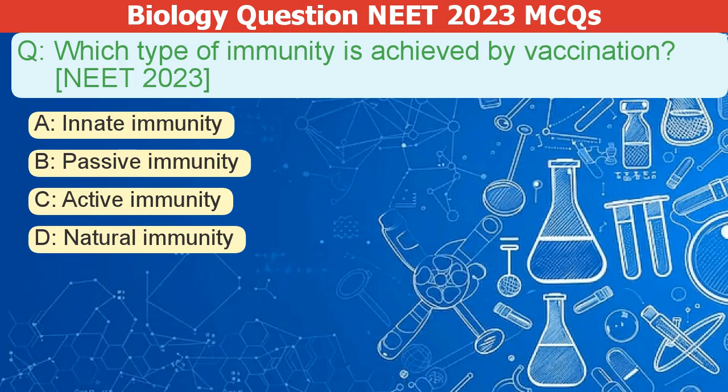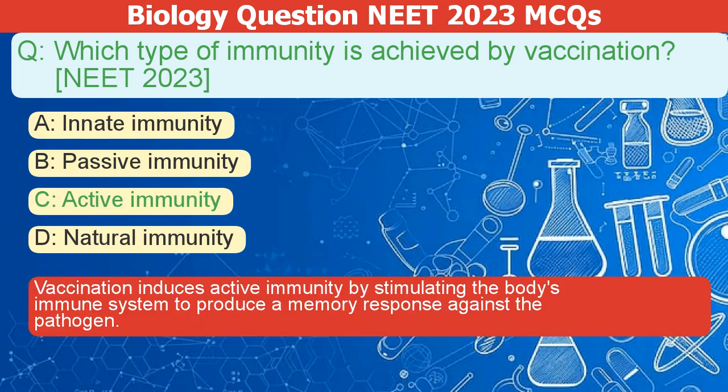Which type of immunity is achieved by vaccination? NEET 2023. A. Innate immunity. B. Passive immunity. C. Active immunity. D. Natural immunity. The correct answer is C. Vaccination induces active immunity by stimulating the body's immune system to produce a memory response against the pathogen.